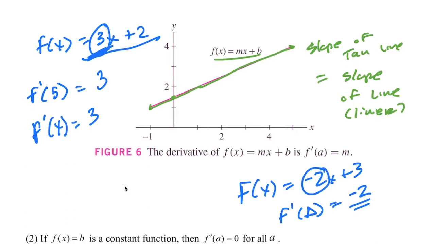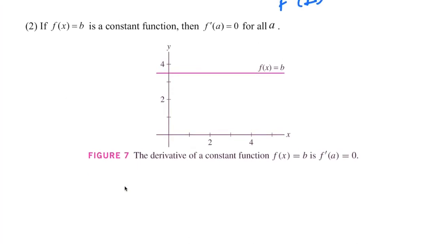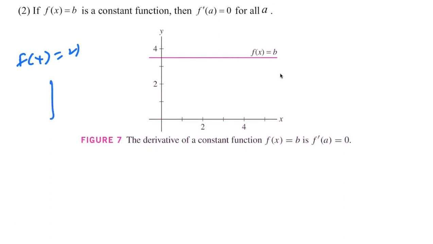Let's talk about a little corollary to this. If f of x equals b is a constant function, then the derivative is always 0 for all a. So the derivative of a constant function is always 0. Why? Well, think about it again. How do you draw a constant function like this? If I said f of x equals 4, the way you draw f of x equals 4 is like y equals 4. 1, 2, 3, 4. It's a straight line across.